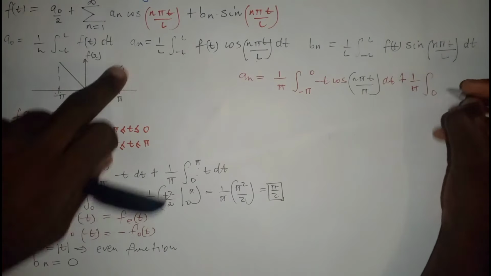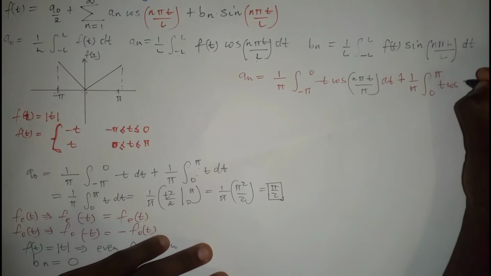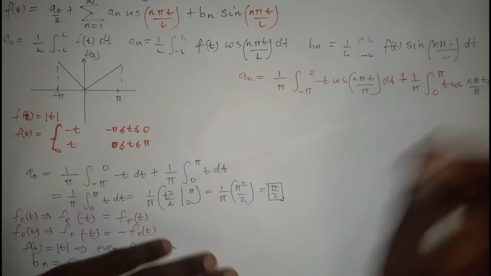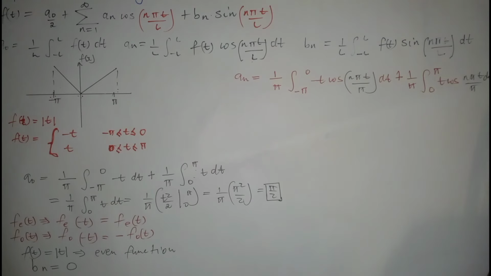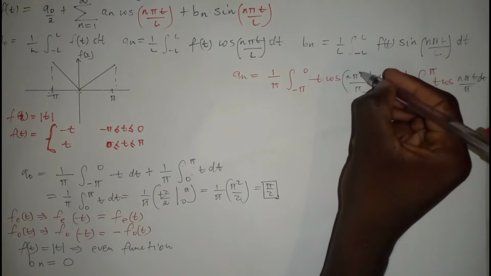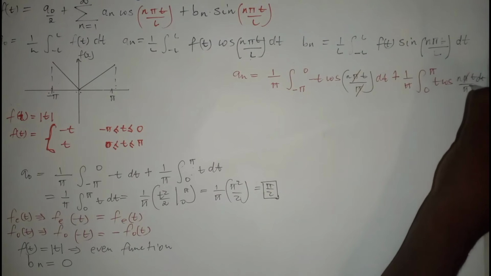It's now from 0 to pi. We're going to have t cos(nπt/π) dt. And you can see our work has been made simple because we're going to cancel pi and pi.